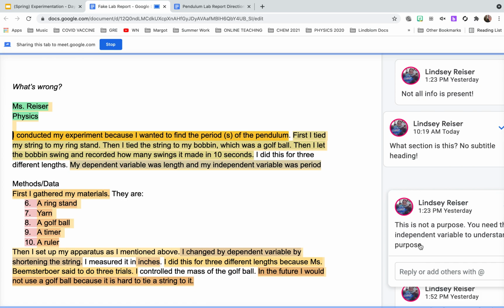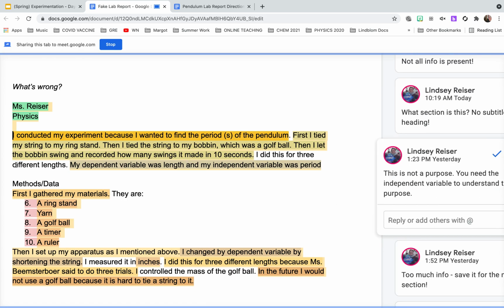Okay, so this next one. This first sentence: "I conducted my experiment because I wanted to find the period of the pendulum." That is not a purpose. That's just what you're doing. That's not explaining why you're doing it, and it's not explaining how you're actually changing your variables to test what you're doing. The actual purpose is you're trying to see if how you changed your independent variable will impact the measurement of the period, right?